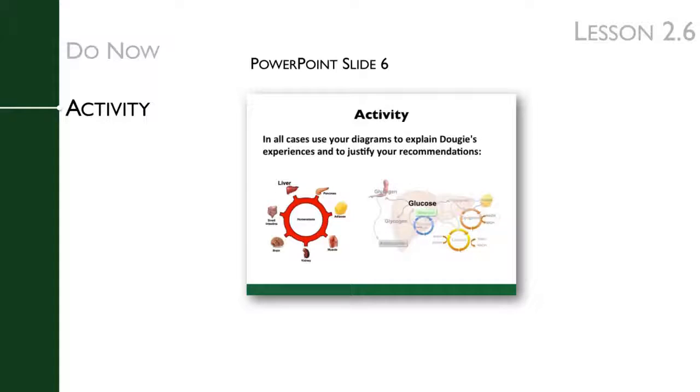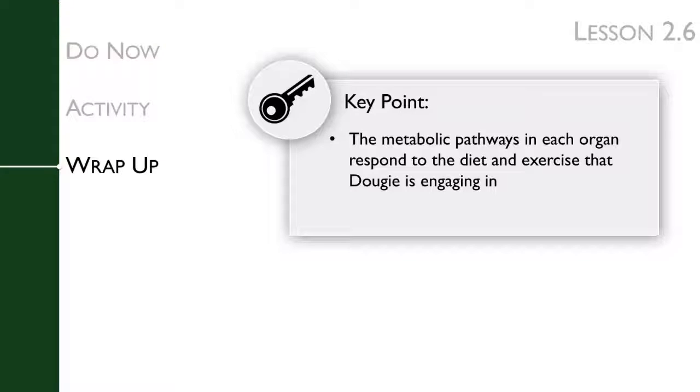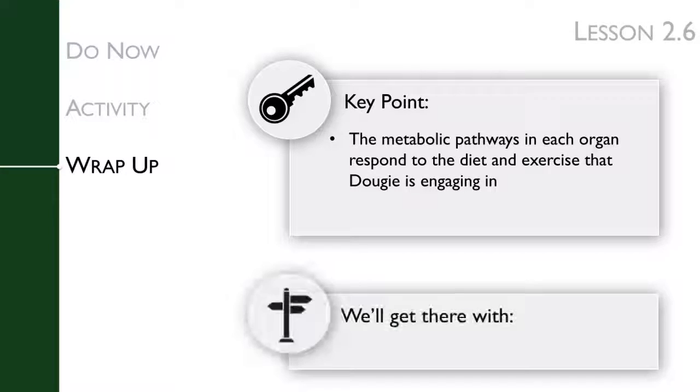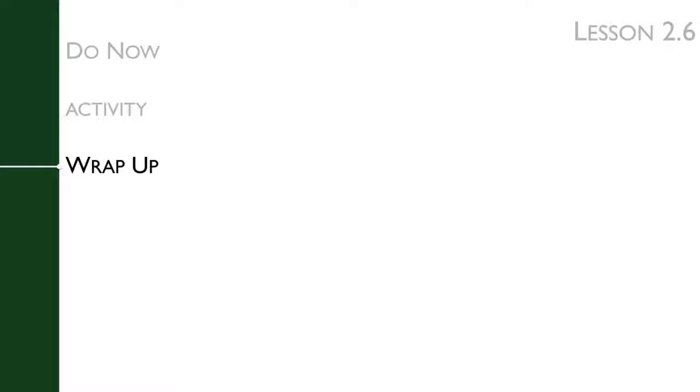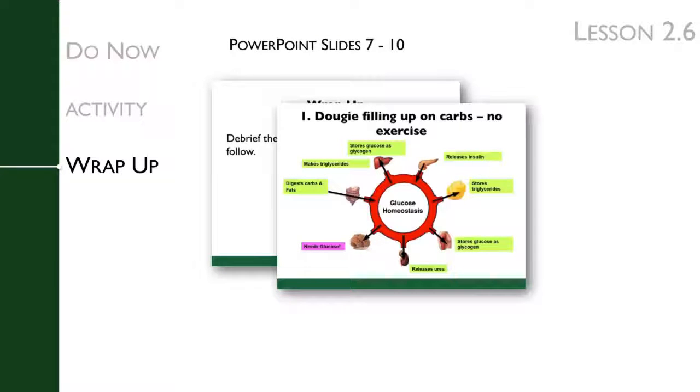After students are given time to complete the worksheet, you will go over the answers together as a class in the wrap-up. The key point of this lesson's wrap-up is that the metabolic pathways in each organ respond to the diet and exercise that Dougie is engaging in. We will get there by reviewing the answers from the activity together. When Dougie is filling up on carbohydrates and is not exercising, he doesn't lose weight because the extra carbs are being converted to and stored as fat.